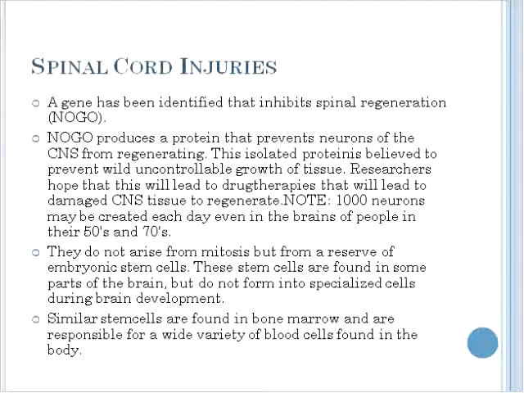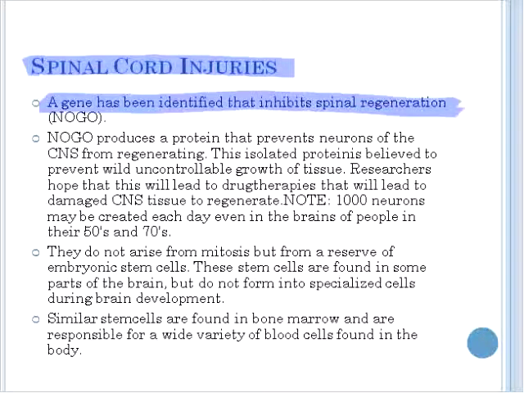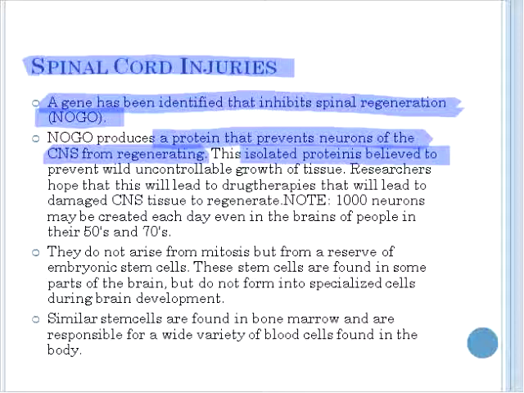As for spinal cord injuries, these are very difficult to treat. Fairly recently, a gene has been identified that inhibits spinal regeneration, called Nogo. This gene produces a protein that prevents neurons of the central nervous system from regenerating. The isolated protein is believed to prevent wild, uncontrollable growth of tissue. Researchers hope that this will lead to drug therapies that allow damaged central nervous system tissue to regenerate.